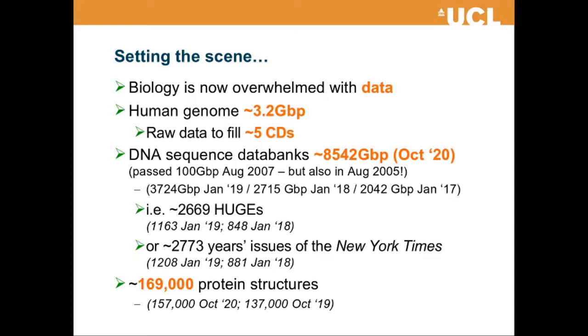The human genome alone is about 3.2 gigabase pairs, that's 3.2 billion base pairs of data. And that's enough raw data to fill about 5 CD-ROMs or 1 DVD. The DNA sequence databanks are now approximately 8,542 billion base pairs of data.